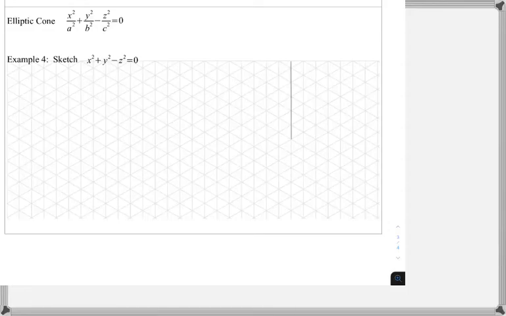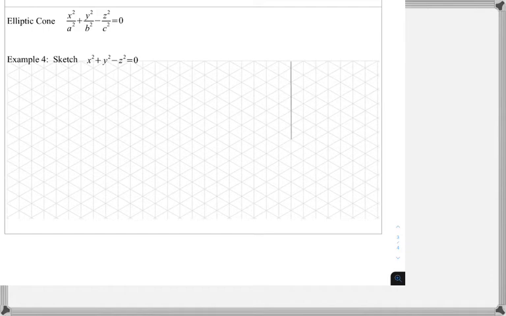Okay, this is going to be the second video on section 2.6, and this is going to be looking at the quadric surfaces. We're going to start off this video with the elliptic cone. An elliptic cone is going to look like x squared over a squared plus y squared over b squared minus z squared over c squared, and that's going to be equal to 0.